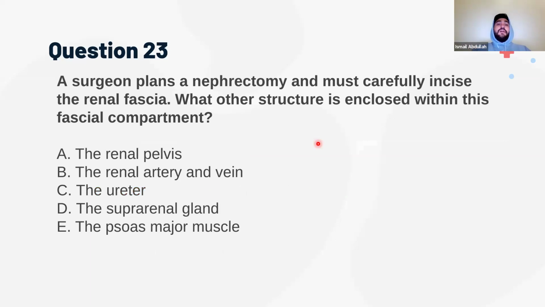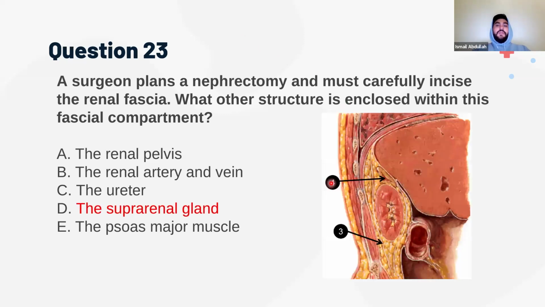All right, so a surgeon plans a nephrectomy and must carefully incise the renal fascia. What other structure is enclosed within its fascial compartment? So this could be tricky, but you need to be very sure to read the word enclosed. Yep, it's going to be the suprarenal gland.